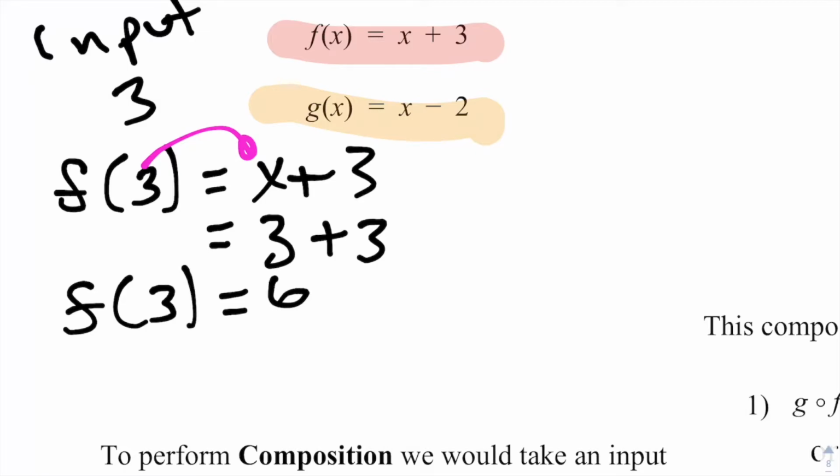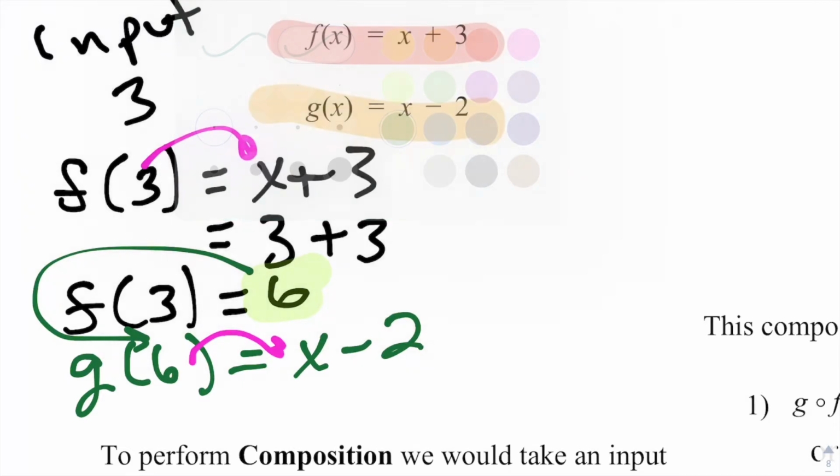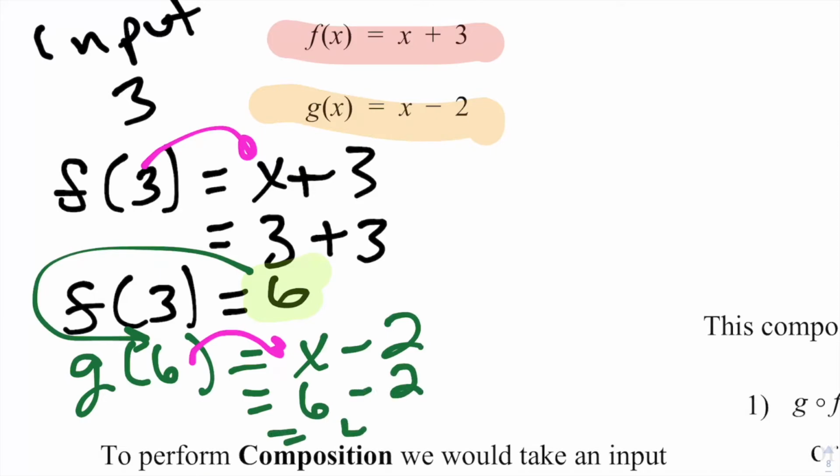So now I'm going to take this output and plug it into g of x. So it's going to be g evaluated at 6. So this output is going to go into g. So anywhere we see x in g, that's where that 6 goes. So we get 6 minus 2, which equals 4.